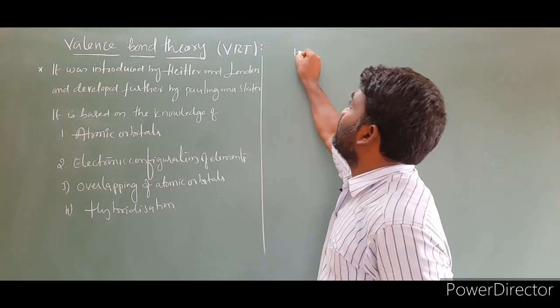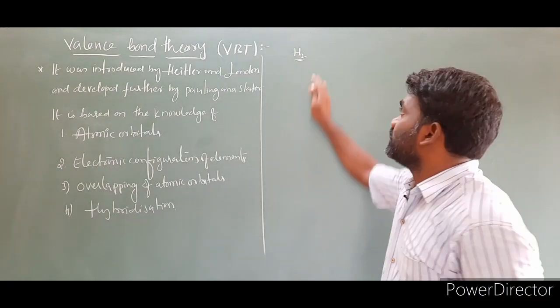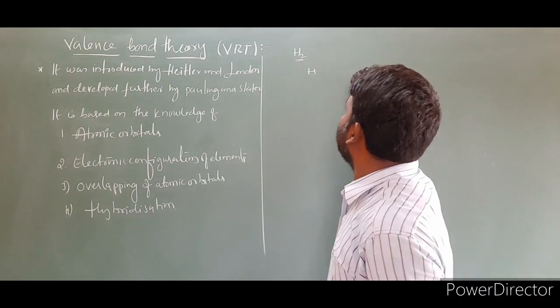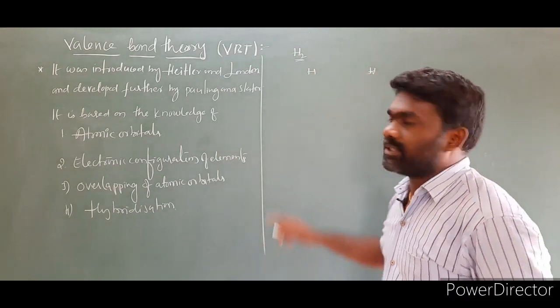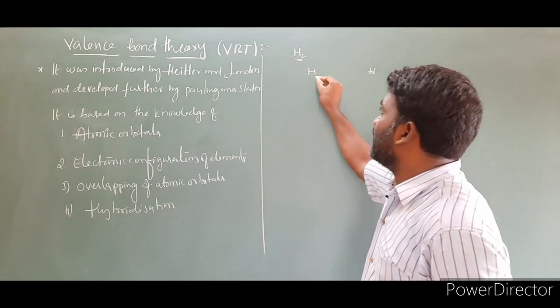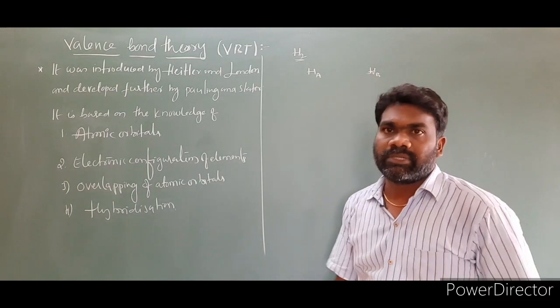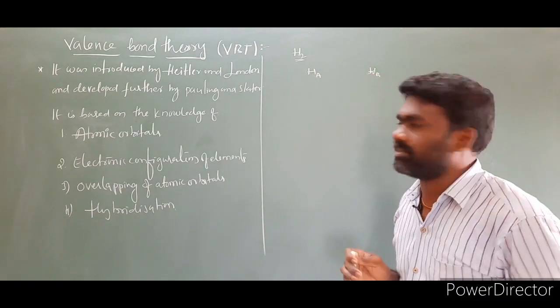Suppose I am taking the formation of the H2 molecule, a simple molecule. The H2 molecule is composed of two hydrogen atoms, so this is the first hydrogen and this is the second hydrogen. For convenience, to differentiate the two hydrogens, I am labeling this as hydrogen A and this as hydrogen B.